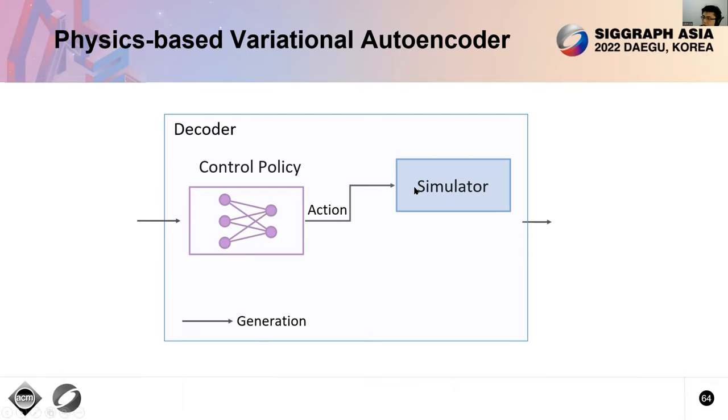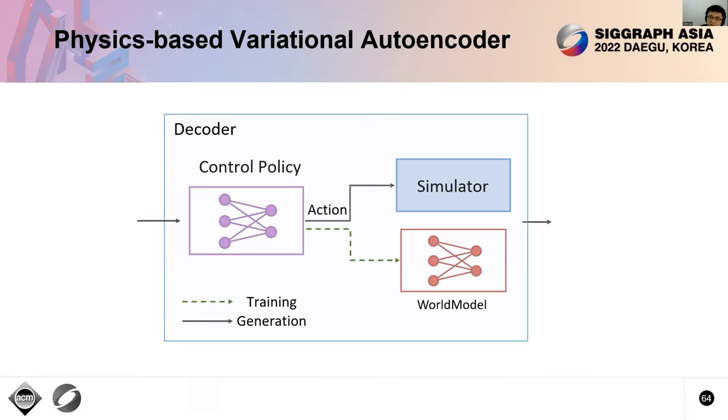So we can consider this control policy and the simulator as the decoder of the motion VAE. And now we also have the world model that approximates the simulator. So we can use this world model during training to train this control policy. And after training, we can disable this world model and use the simulator at runtime.